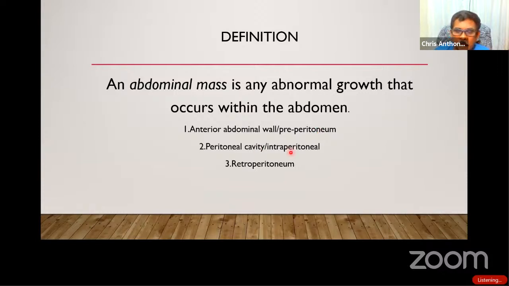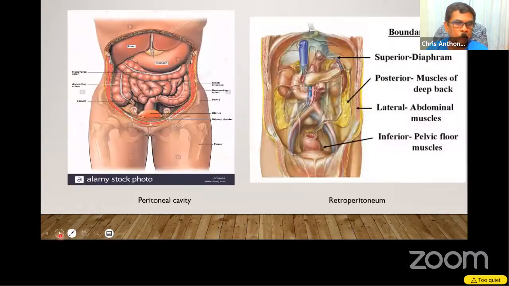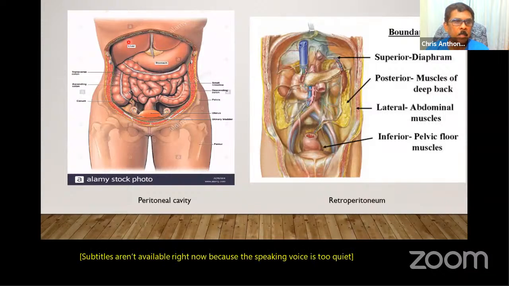Then the peritoneal cavity itself, which is the intra-abdominal cavity, the largest space, lined by the peritoneal lining, two layers of the peritoneum. And thirdly, the retroperitoneal space, which I shall show you in a short while. The first one here is the peritoneal cavity, lined by the peritoneum, and these are the organs. The bulk of the organs are within this peritoneal cavity.